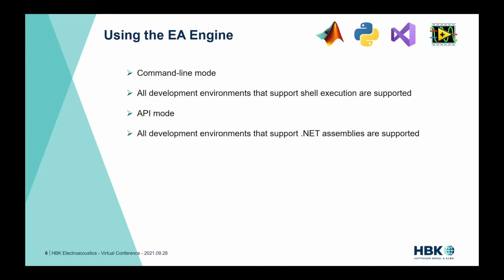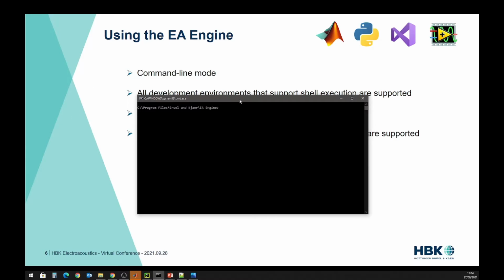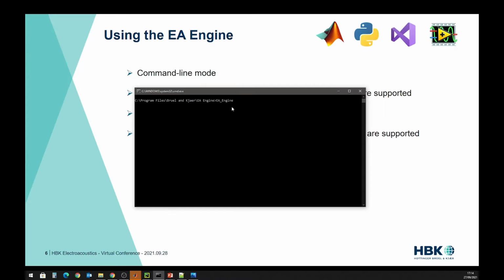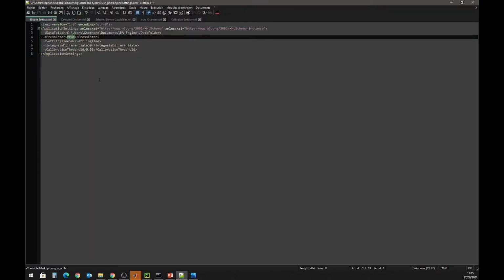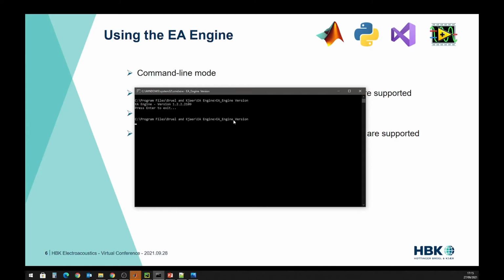The e-engine can be used directly in command line mode. No need for any other software, just a text editor to manipulate the configuration files. For example, in a command prompt, I can call the e-engine program with some arguments. It returns the e-engine version number and asks to press enter to exit. If I change in the engine settings, press enter from true to false, and I save it, then no need to press enter to exit to leave the execution of the program. So you can see the interaction between the configuration files and the execution of the e-engine.